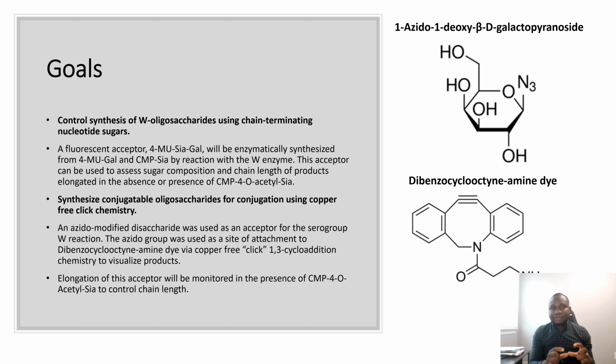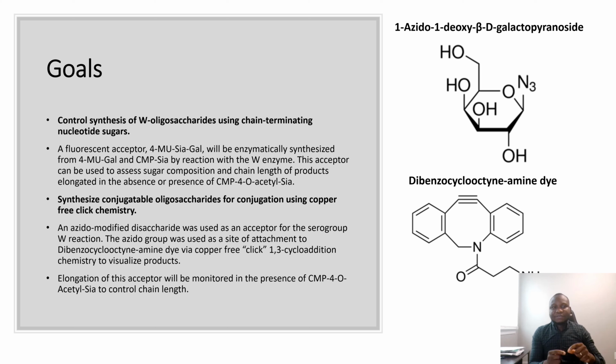One of the methods involves the use of a fluorescent acceptor, which is 4-MU galactose, that is enzymatically synthesized from 4-MU galactose and CMP sialic acid in a reaction with the W enzyme. And then this acceptor can be used to assess sugar composition and chain length of the product. This is the number one method used in this research to control the chain length.